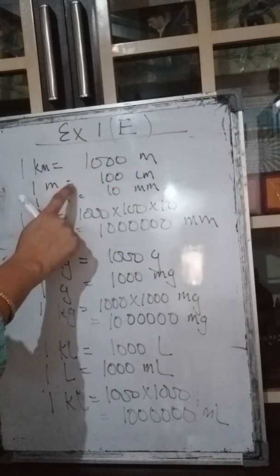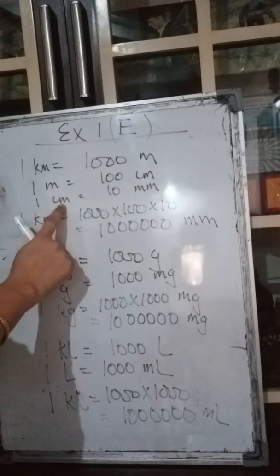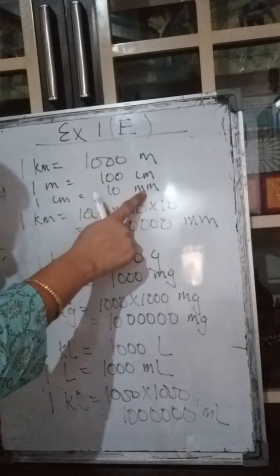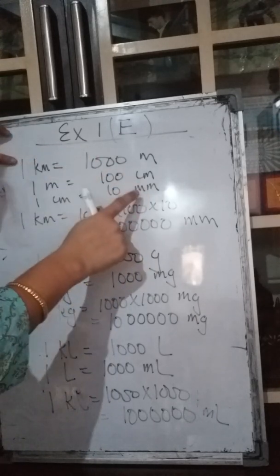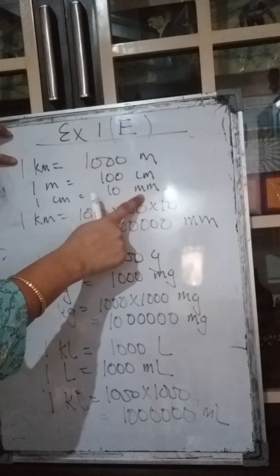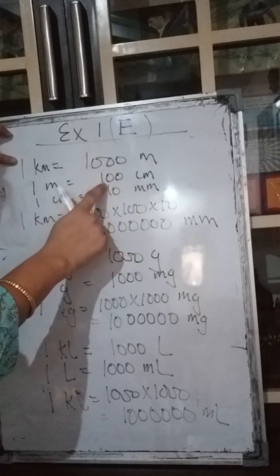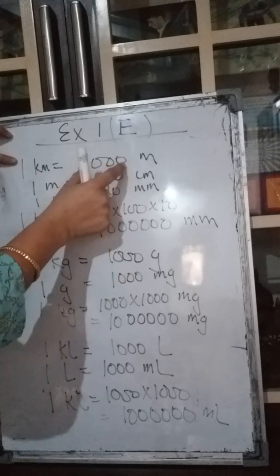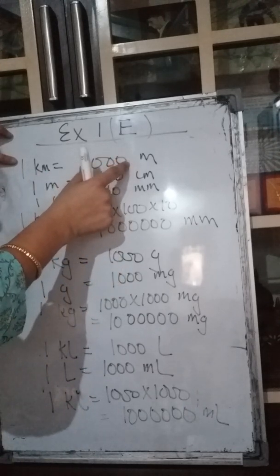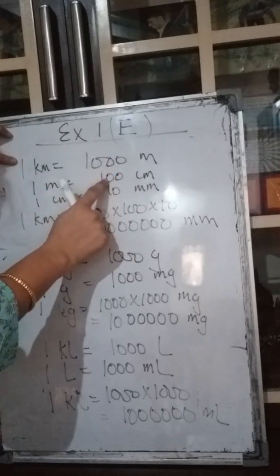And 1 meter is equal to 100 centimeter. 1 centimeter is equal to 10 millimeter. Okay. If we have to convert this kilometer into this millimeter, how will we do? We will multiply this 1000 by 100 by 10. Why? Because 1 kilometer is having 1000 meter. In 1 meter there are 100 centimeter. So we are going here 1000 into 100.